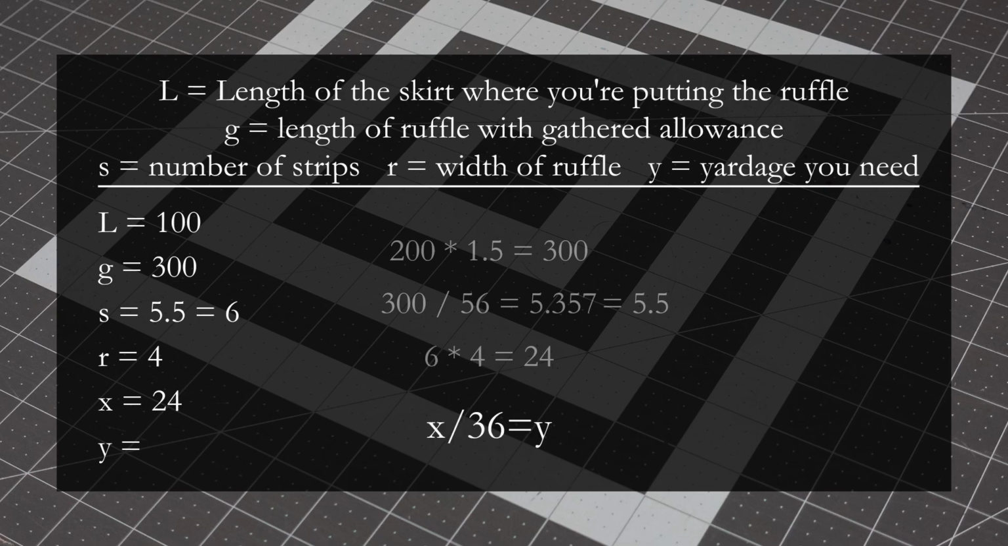Now you can stop there, but if you need to buy the fabric for the ruffles, you're going to want to do the next step, which is finding the yardage. We're going to take that 24 and divide it by 36 inches. And we get 0.6 repeating, or 0.667, which actually works out really well because 0.667 is exactly 2/3 of a yard.